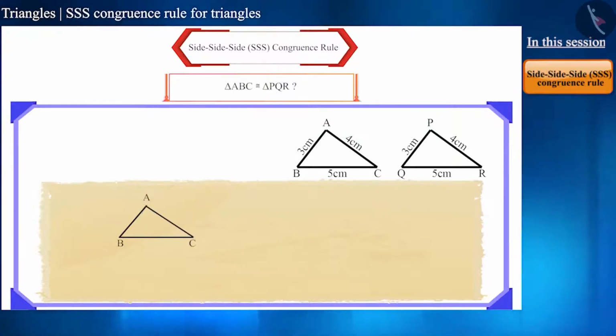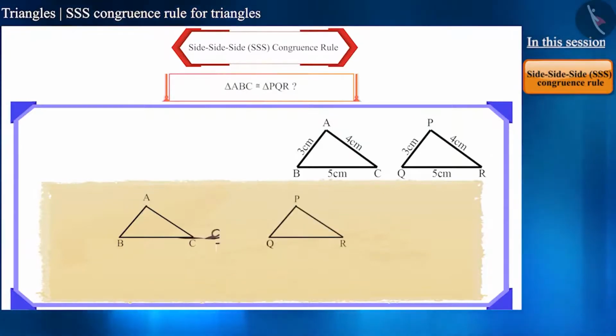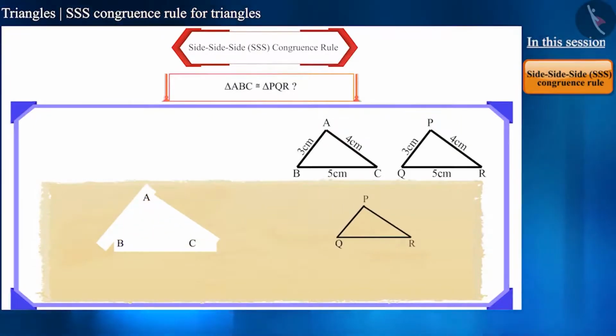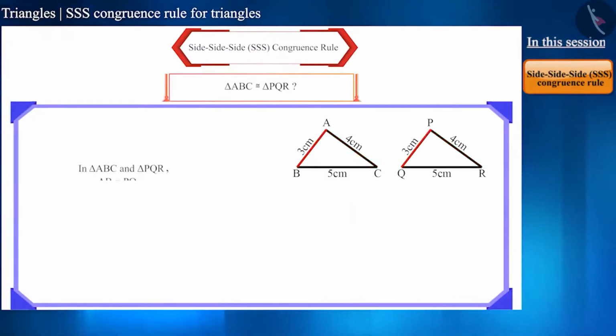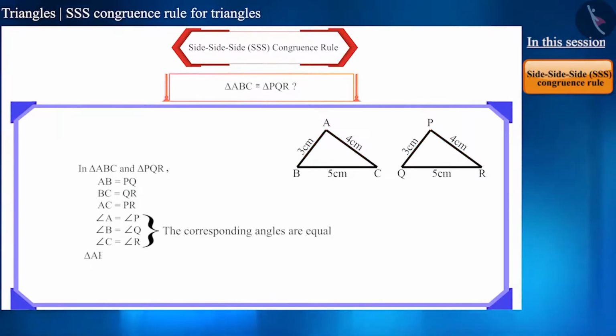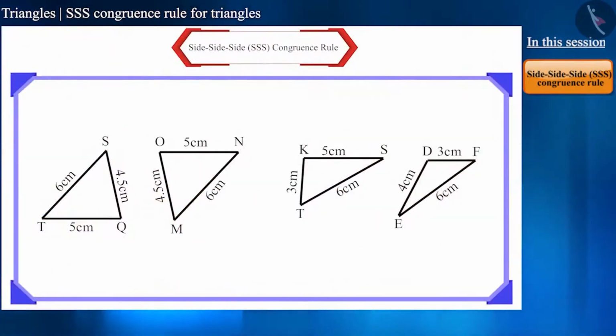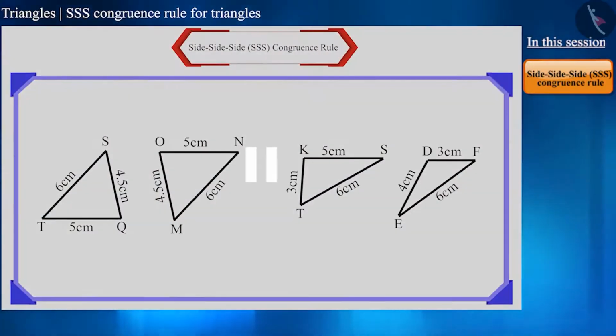Similarly, we will draw triangle PQR. Now cut the triangles and keep similar sides one on top of the other. You can see that these two triangles cover each other completely. This means the corresponding parts of these triangles are equal. That's why triangle ABC and triangle PQR are congruent. Here, two pairs of triangles are given. You can pause the video and repeat the activity to test if these triangles are congruent.